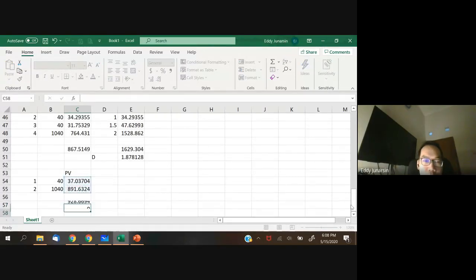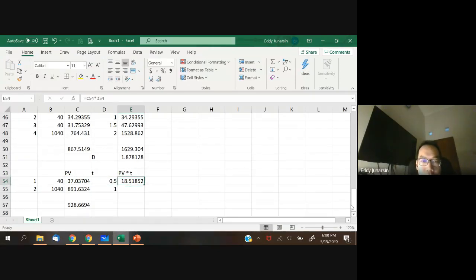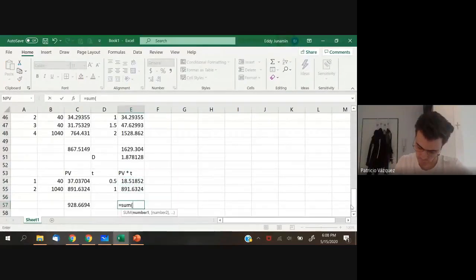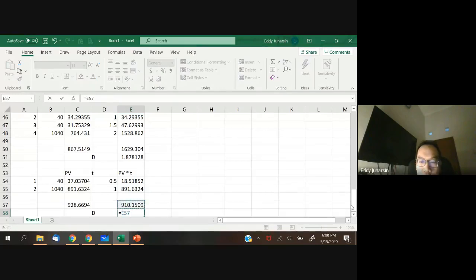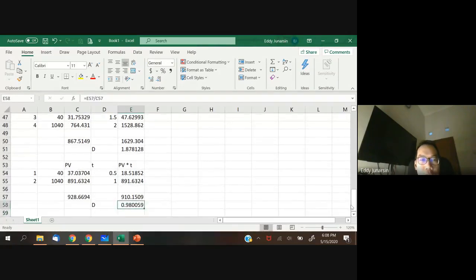Now you get the denominator and the time here, half year and 1 year. Okay, the duration is the numerator divided by the denominator. So you see, because the time is short, the duration is also very close to the maturity, right? The maturity is 1 year, duration is 0.98, so almost all.